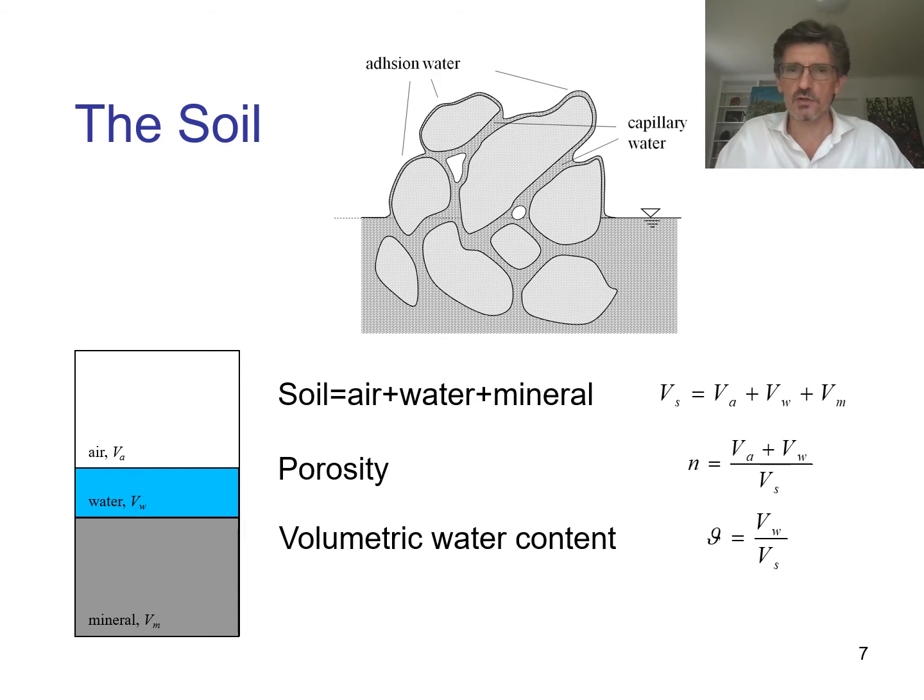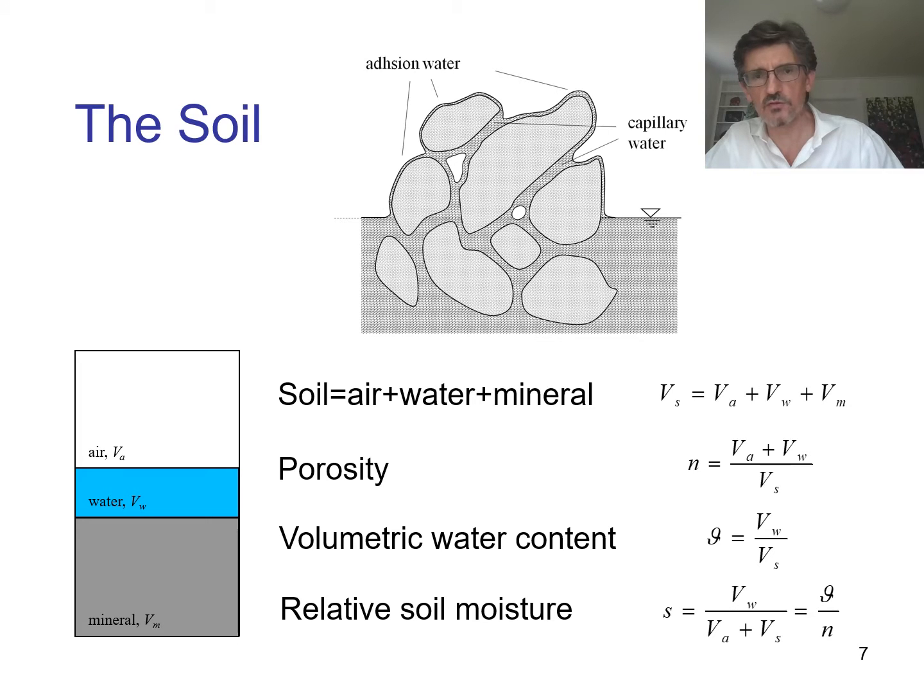The volumetric water content, which is the volume of water over the volume of soil, is also called theta, and the relative soil moisture S, the normalized version of that, is theta divided by n, the volumetric water content divided by the porosity. Relative soil moisture, therefore, is 0 when the soil is perfectly dry and 1 when the soil is saturated.